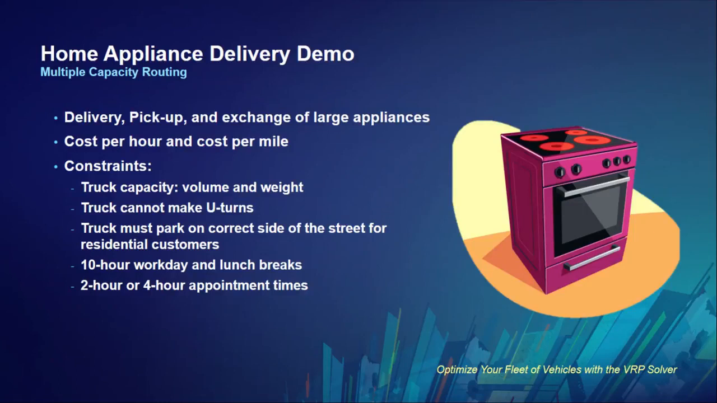And because the appliances are both large and heavy, they need to make sure that they don't overload these vehicles in both dimensions, volume and weight. The trucks are large and have absolutely terrible turning radiuses, so the company doesn't want them trying to make U-turns, for the safety of the vehicle and those around it. They're also concerned about the driver's safety, so they don't want them trying to cross the street with these large appliances. So they require that they park on the same side of the street as the customer.